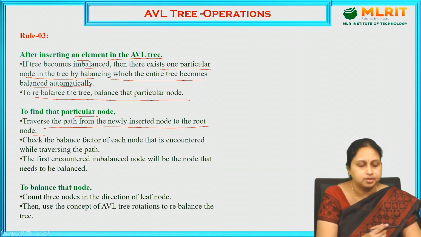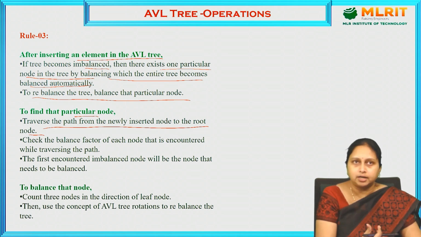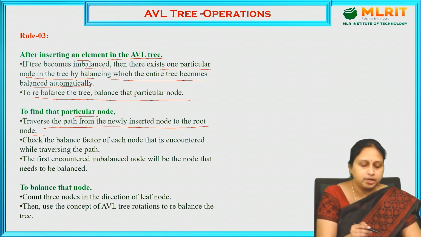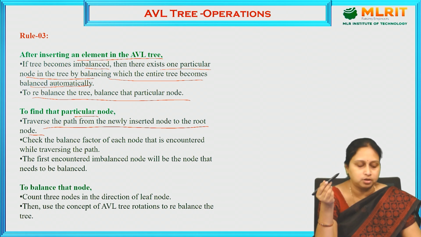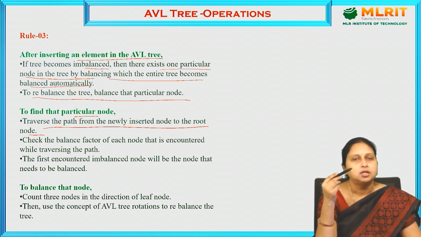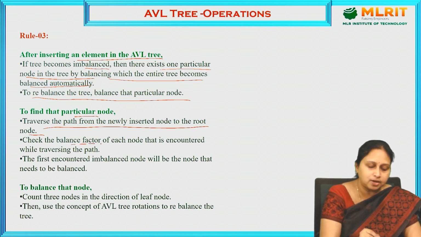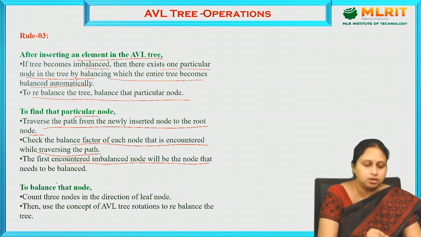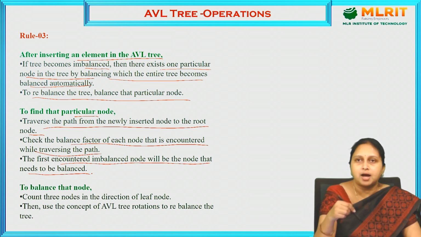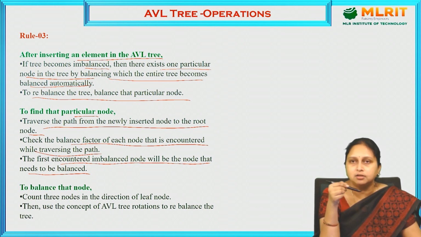To find the node to be rotated to make the tree balanced, we need to traverse the path from the newly inserted node to the root node. Where you have inserted the new node, from there to the root node, we need to take the path. Check the balance factor for each node that is encountered while traversing the path. Only that path we are going to verify. The first encountered imbalanced node will be the node that needs to be balanced, right? While moving along the path to the root node, where you first find the imbalance, from that node onwards we need to balance the tree.